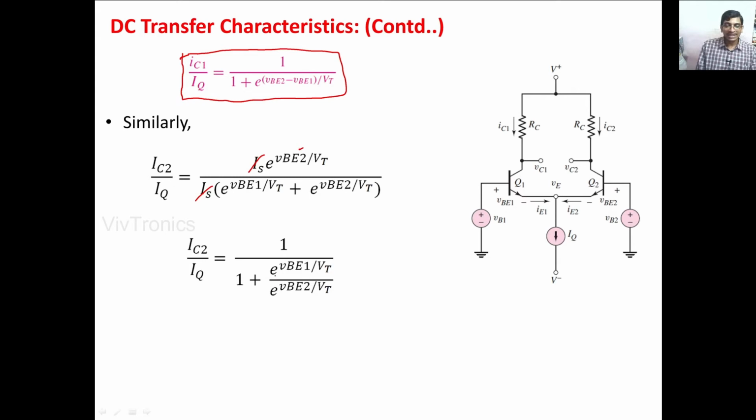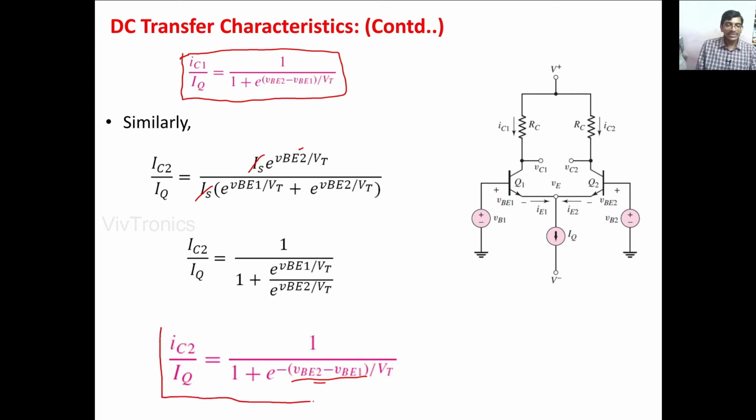So then we can write this expression like e power VBE1 minus VBE2, but I am going to take minus as common so that I can write the equation like 1 by 1 plus e power minus of (VBE2 minus VBE1) divided by VT. I have just taken minus as common in this term. Okay, so this is the ratio of IC2 current to the IQ current.